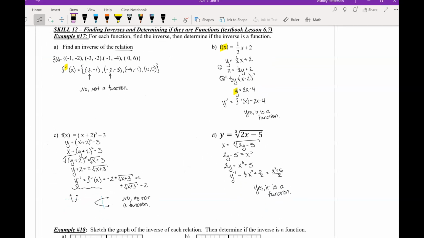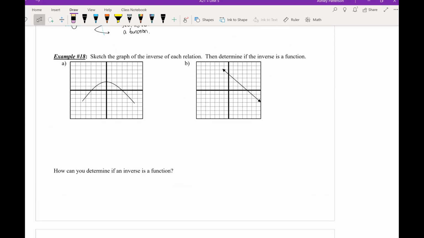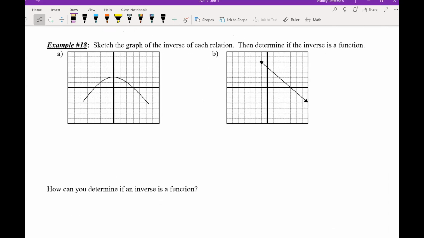Now we found the inverses, and now we're going to sketch the graph of the inverse of each relation. Think about what we've been talking about. Their x and y values switch. So let's identify points on this given relation. We could say there's approximately one point at (-3, 0), another point at (0, 2), and another point at (3, 0).